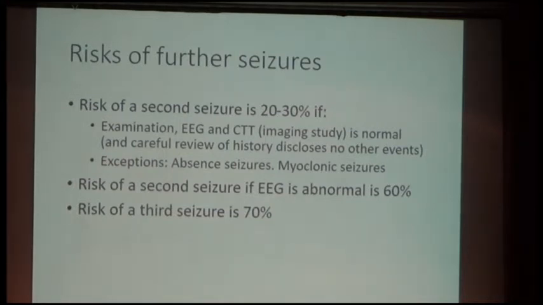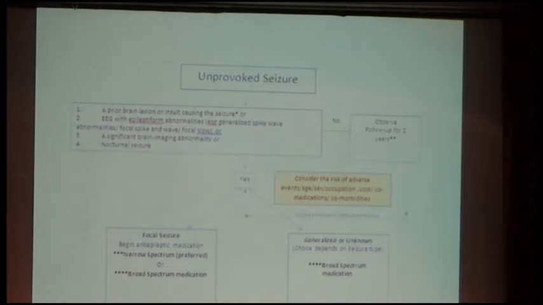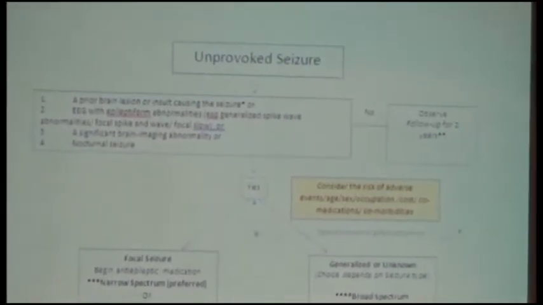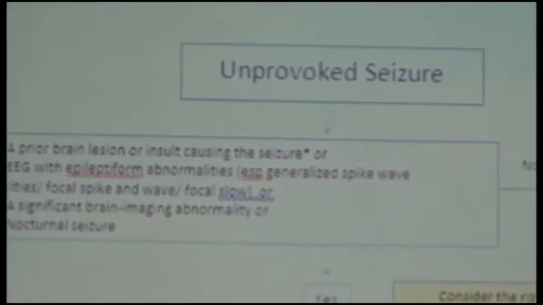So by doing EEGs and MRIs, what we do is risk stratify. We try to see the risk of recurrence. If there is a prior injury to the brain, or an insult, or if the EEG is abnormal, the highest predictor for seizure recurrence is a generalized epileptiform discharge on the EEG.